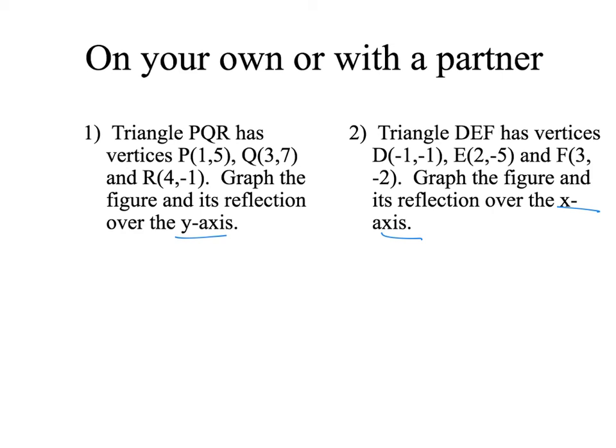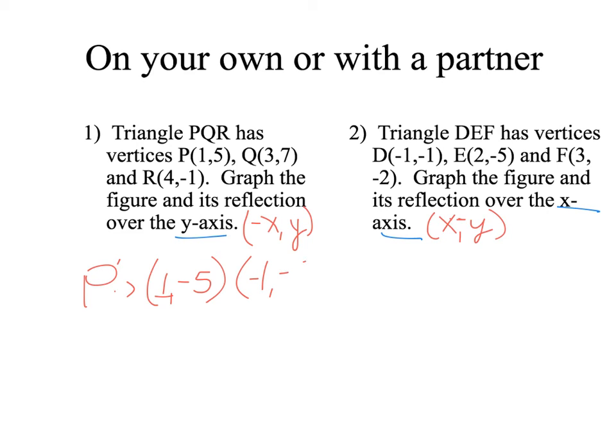So now that you've had a chance to go over them, if we're reflecting over the y-axis, we're going to change x. If we're reflecting over the x-axis, we're going to change y. So P prime starts at 1, 5. We're going to change x. So that's going to give me -1, 5. Q prime is at 3, 7. Again, I'm going to change x. So it's going to end up at -3, 7.